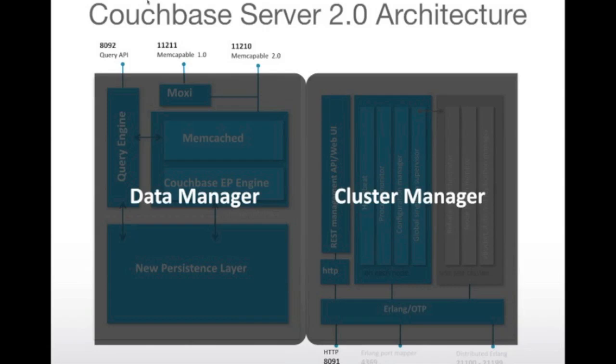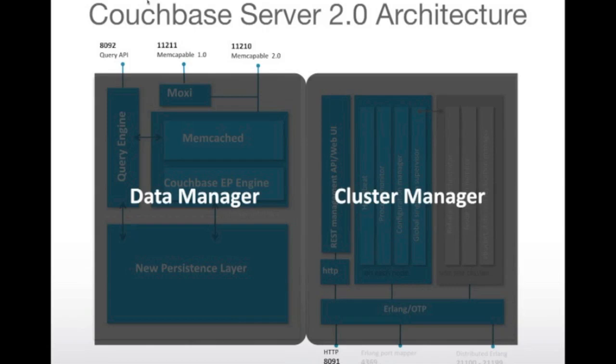So the Couchbase architecture is made up of 2 different parts, a data manager and a cluster manager. Each Couchbase node in a Couchbase cluster runs the same software, so we don't have specialized software for different nodes. They all run the same software, the Couchbase server. This actually makes deployment much easier because you don't have to orchestrate many different types of nodes.